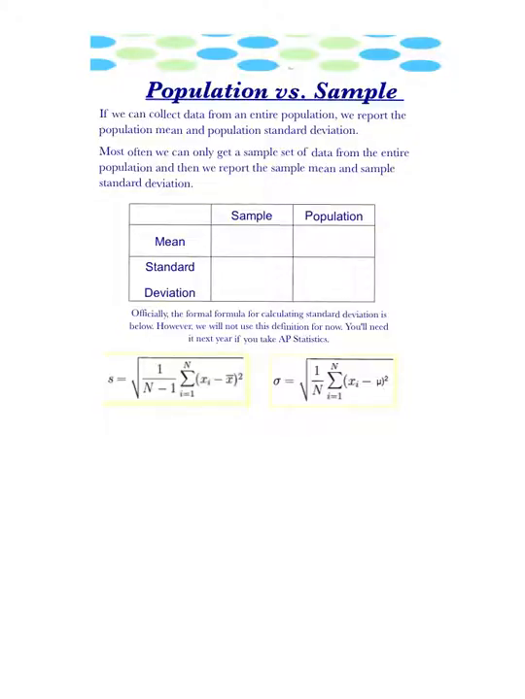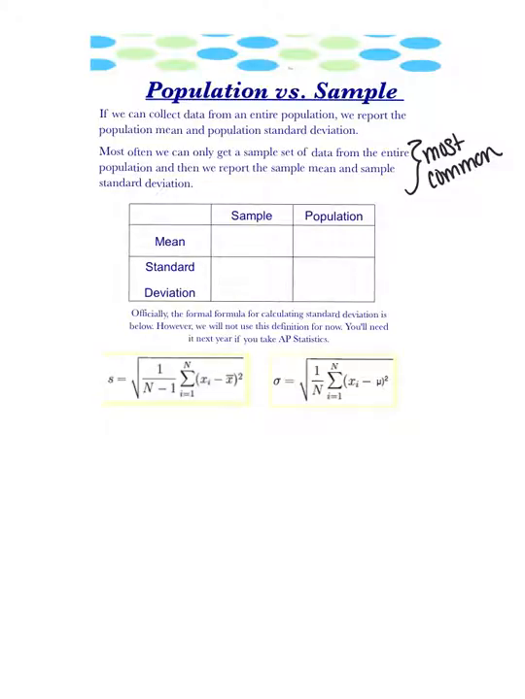So populations versus samples. If you can collect data from an entire population, we report that population mean and that population standard deviation. I would say that's usually pretty rare that you can get an entire population. So most often what we can only get is a sample set of data from an entire population. And then we're reporting a sample mean and a sample standard deviation. So this is probably most common.